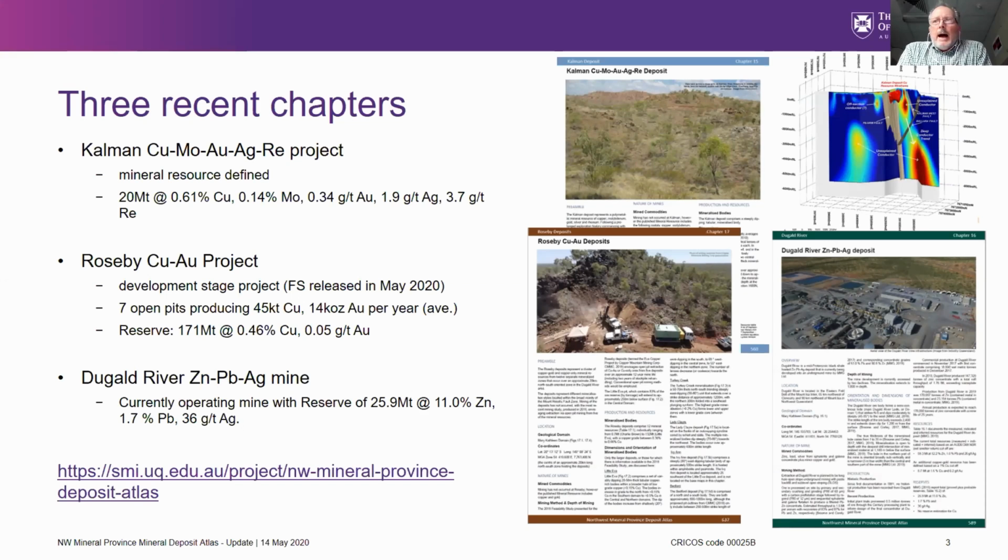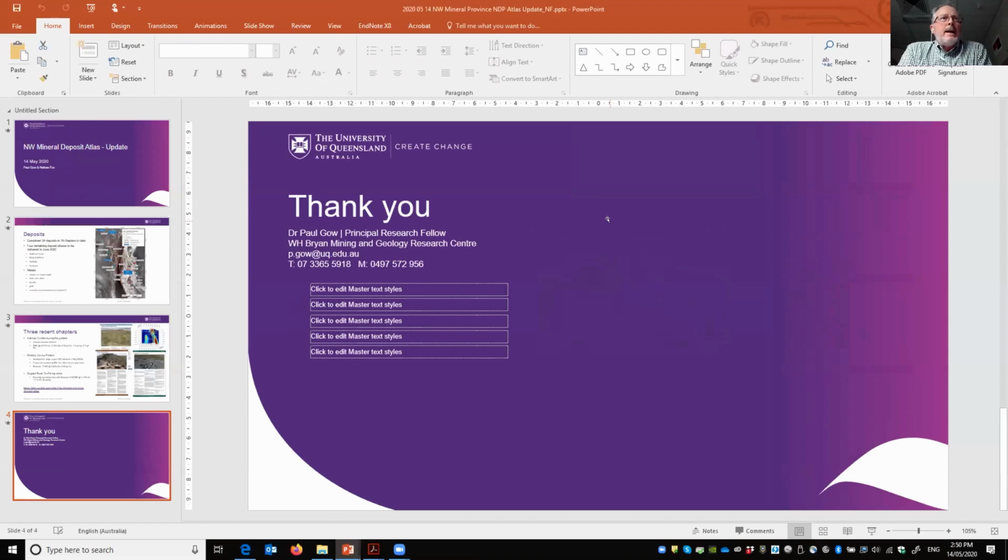Now Rick's already put this link up to our Mineral Province Deposit Atlas webpage, but if you want to go there, as Rick was showing you, you can download all of those documents and 3D models, etc. Look, I'll come back a little bit later with Geoscience Analyst, and we'll have a look at the Kalman project. But Nathan is now going to talk to you a little about the Roseby and the Dugald River projects.